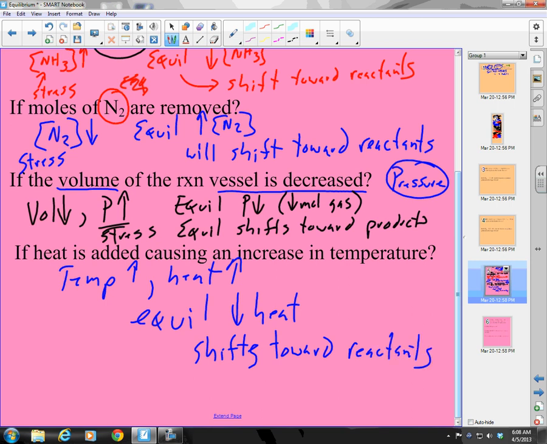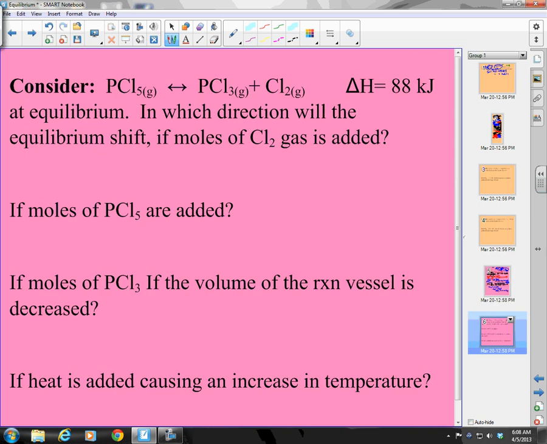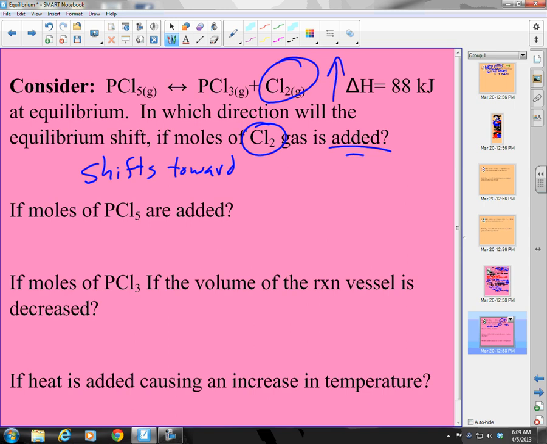Got it? Okay. You guys try this one, and then we'll call it a day. In which direction will the equilibrium shift if Cl2 is added? Where's Cl2? Here's Cl2. It's a product. So my equilibrium shifts toward what? If I've added Cl2, my equilibrium wants to reduce Cl2. How's it going to reduce Cl2? By going in that direction. So it shifts towards my reactants.